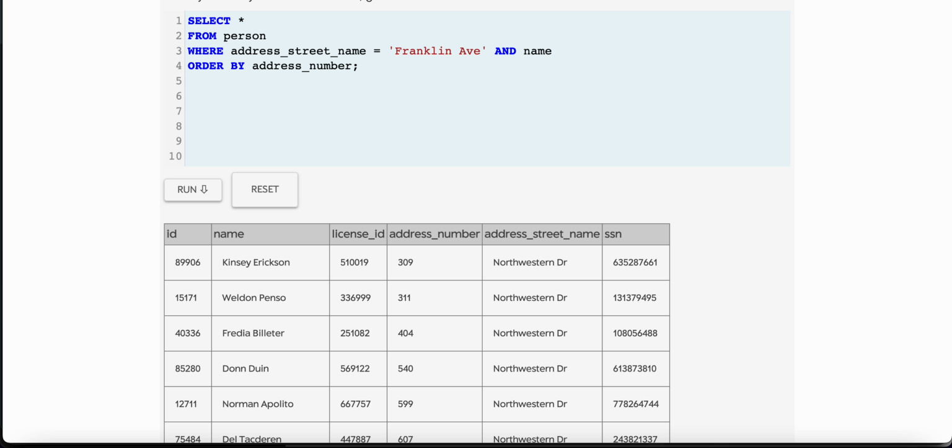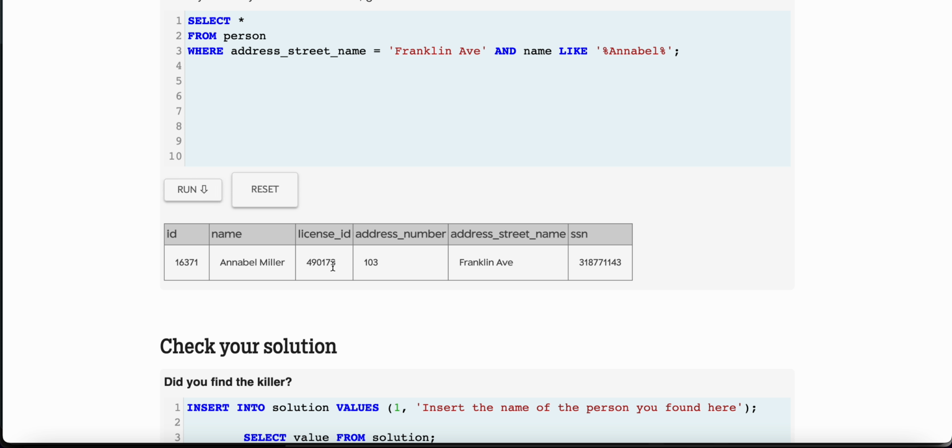It contains Annabelle, so you have to use that LIKE clause where you put this Annabelle, contains Annabelle. So because of that, we don't need this order by any longer. All right, so great, we found the person.